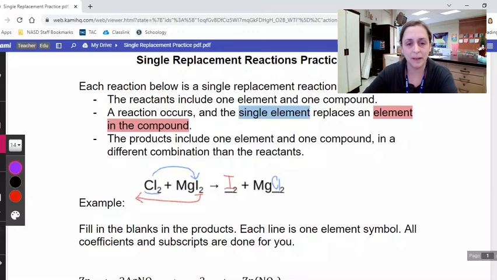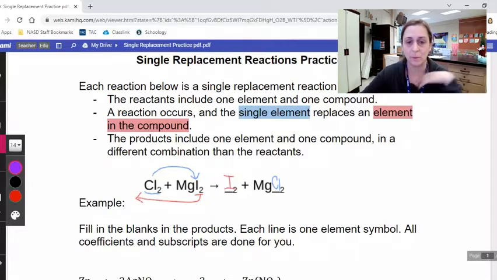I'm going to show you how to do single replacement reactions practice and go over what a single replacement reaction is. I'm using Kami to show you things on my screen, but this is also a Google Doc which you can complete just by typing. Each reaction on this page is a single replacement reaction.